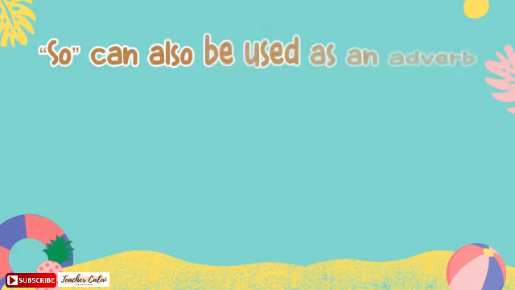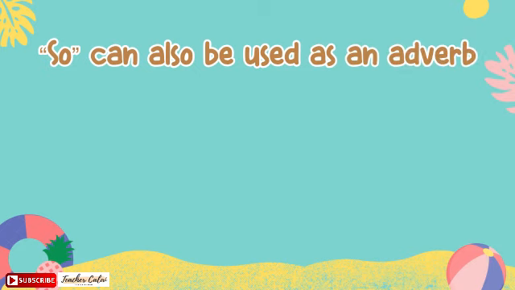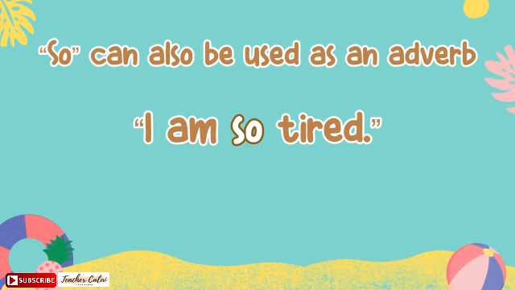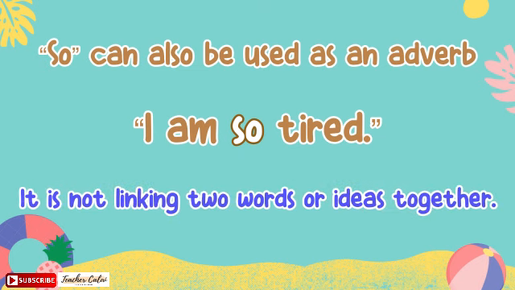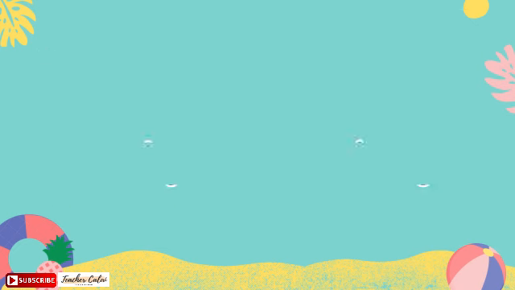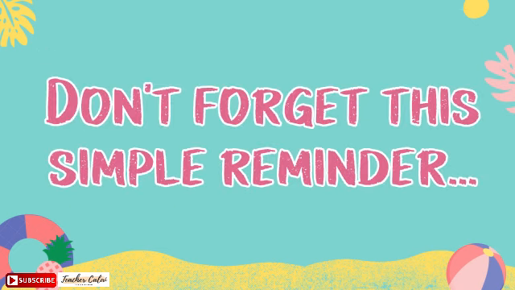"So" can also be sometimes confusing because it is used as an adverb. Example, I am so tired. In this sentence, it is not used as a conjunction because it is not linking two words or ideas together. Don't forget this simple reminder.